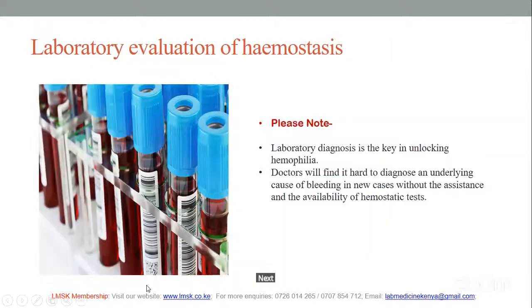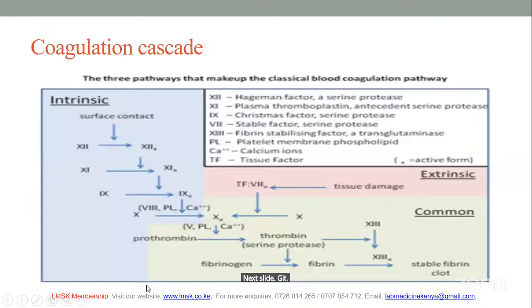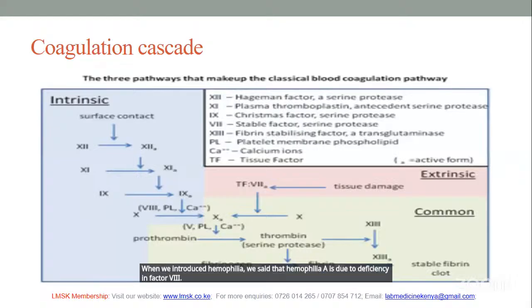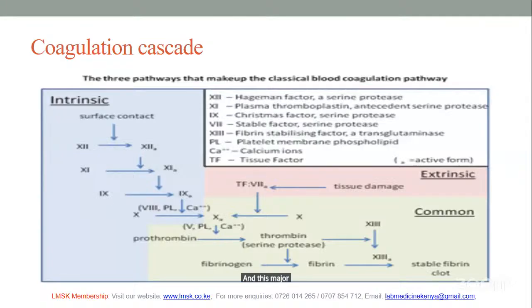Next slide. Good. The next slide is just to give you a picture of the intrinsic and extrinsic pathway. When we introduced hemophilia, we said that hemophilia A is due to deficiency in factor 8. Hemophilia B is due to deficiency in factor 9. And this majorly involves the intrinsic pathway. So from our background of hematology, we know the intrinsic and extrinsic pathway, and you're able to see it there. The next slide, please.